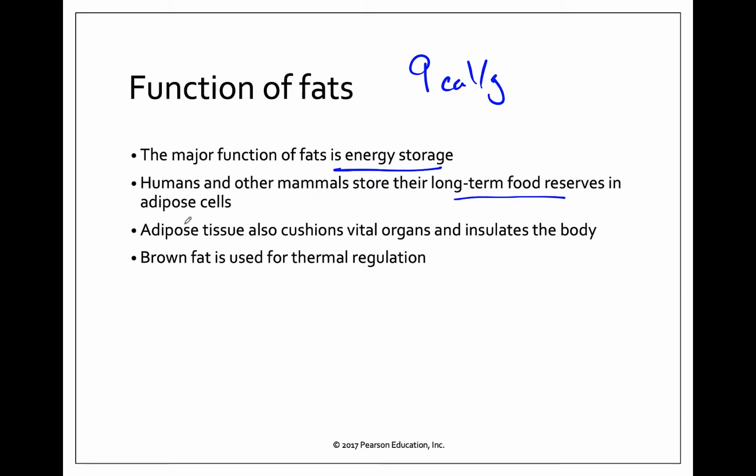Fat has other important functions though. It's also used for cushioning vital organs and insulating the body. So you have fat not just underneath your skin, but near all of your vital organs. You have fat around the heart, fat around the liver, fat around all the internal organs that helps to prevent friction and helps to insulate your body. Again, too much fat around your internal organs can cause major problems.